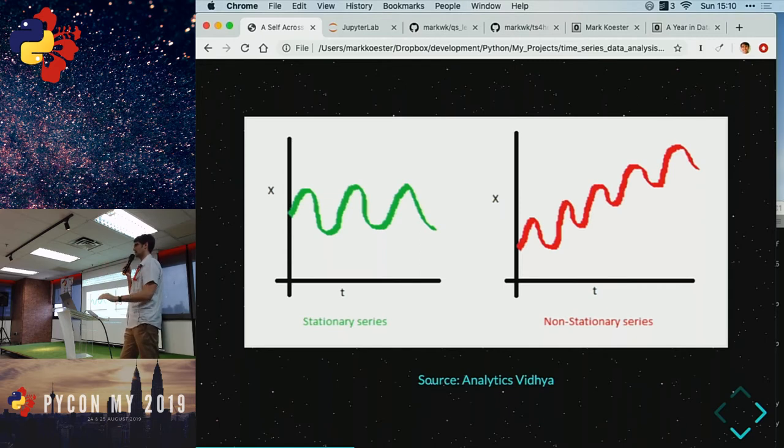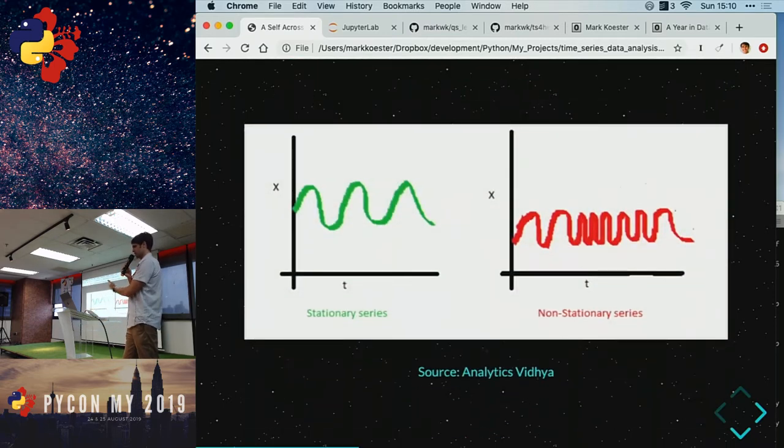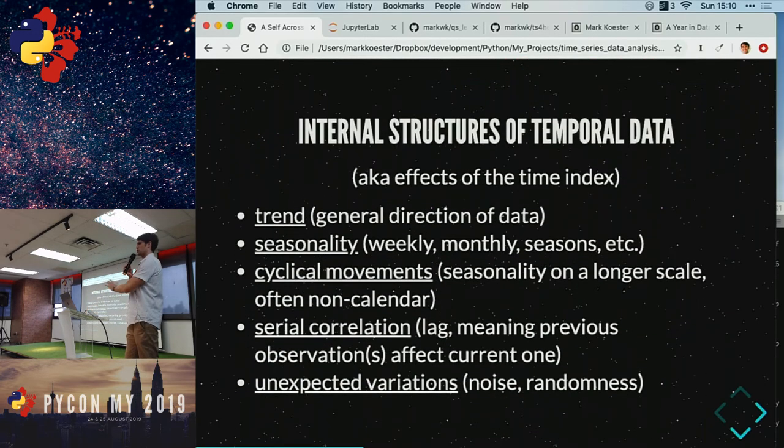So one of the classic things we'll look at is how to detrend the data. And this is another example of how, if your data is not consistent, your data is not stationary, then it's very difficult to model it because of the effects of time. So just real quick, there's a lot of different things to look at, what's called the internal structures of temporal data. So the effects of the time index.